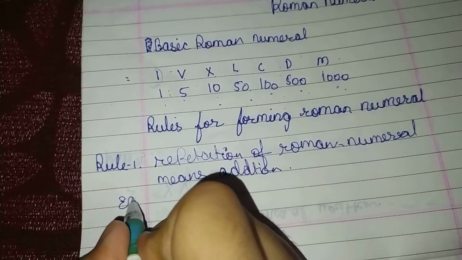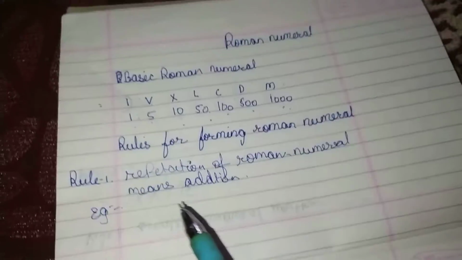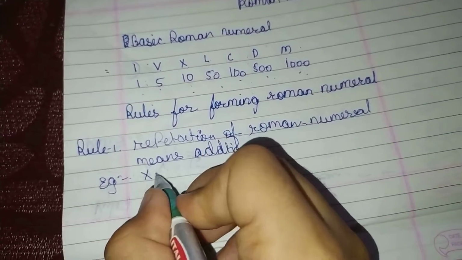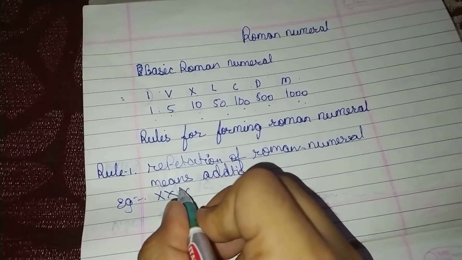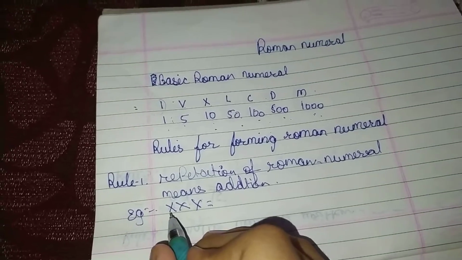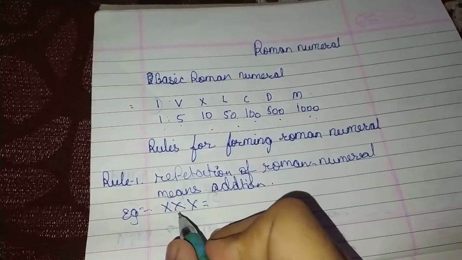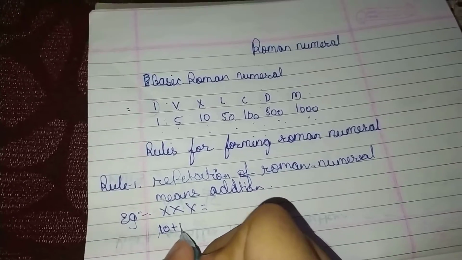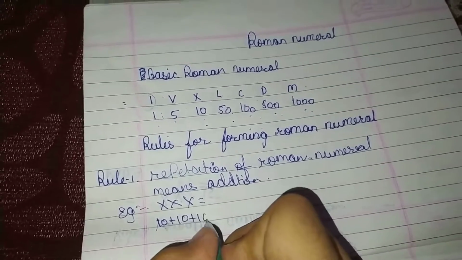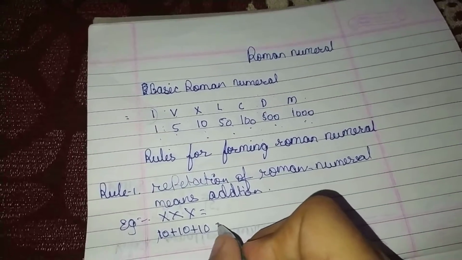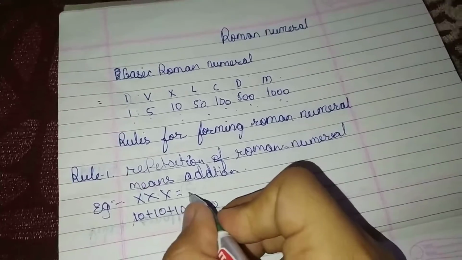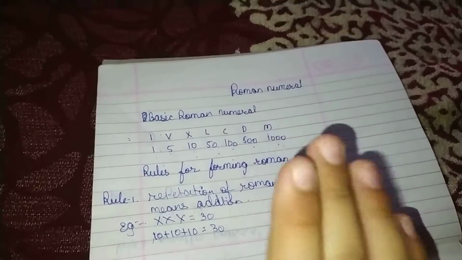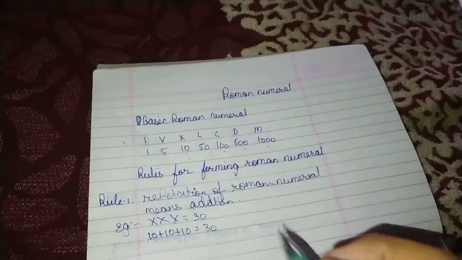So first of all, we start with an example. For repetition, I have taken X 3 times. X is equal to 10, so there are 3 times 10: 10 plus 10 plus 10 is equal to 30. So XXX is also equal to 30. Simple rule. There are 2 more rules under this rule only.